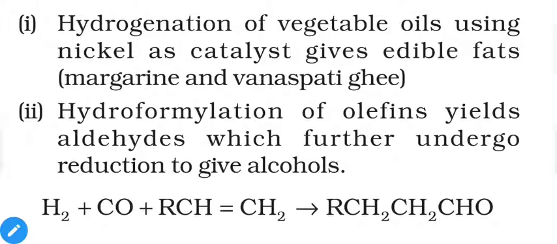Now with many organic compounds in presence of a catalyst, we can get hydrogenated products. Two examples are mentioned here. When we have vegetable oil and we want vanaspati ghee or vegetable ghee, we can simply use nickel as a catalyst, and when this oil reacts with hydrogen, it produces vanaspati ghee. So simply double bonds will break and hydrogens will be attached.